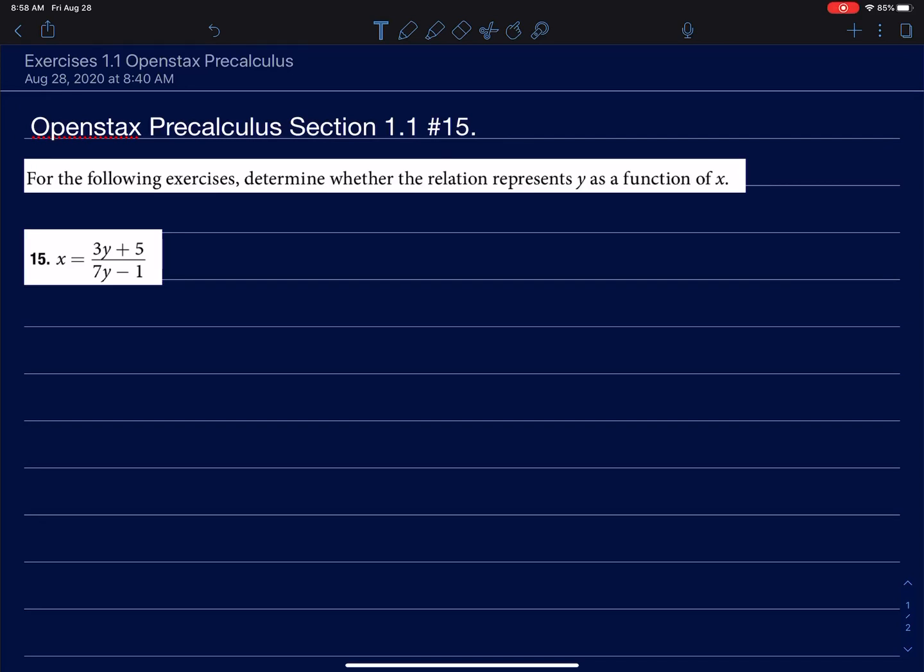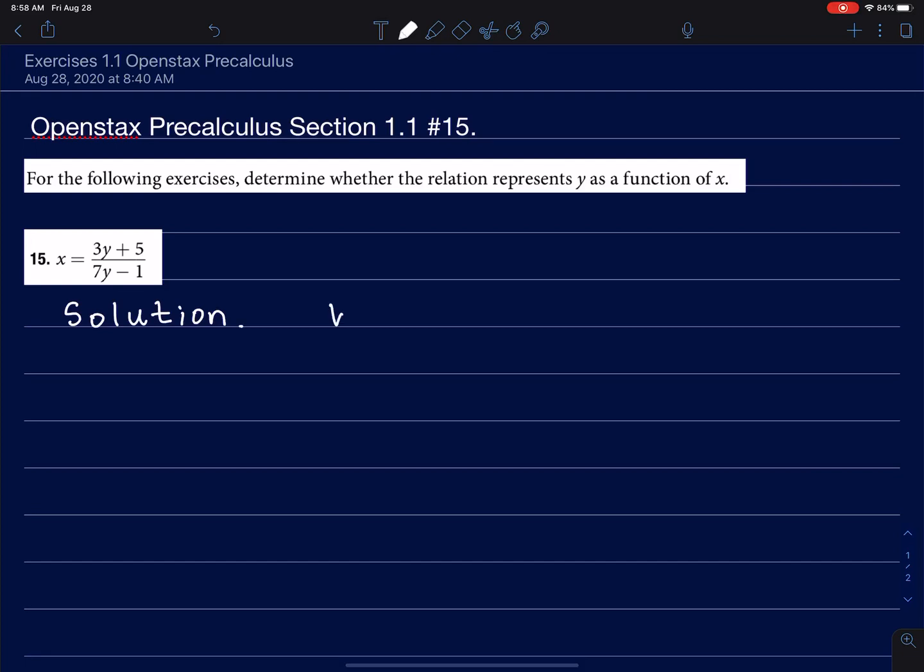In this exercise, we're trying to determine whether the relation shown below between x and y represents y as a function of x. And in order to do this, we want to use algebra to move the numbers and the variables around so that y is on the left-hand side of the equation and an expression with only x and numbers is on the right-hand side.